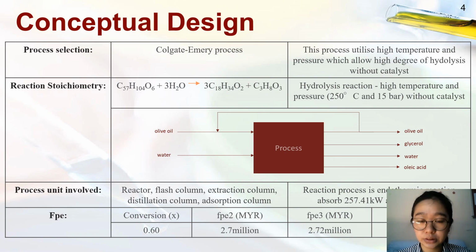The diagram here shows the overall input and output diagram for the production of oleic acid. The process units involved in our production will be reactor, flash column, extraction column, distillation column, and adsorption column. The main process, which is the hydrolysis reaction, is an endothermic reaction. Before we proceed, we consider the future economic potential, where we consider the cost of material, the cost of reactor, and cost of separation unit. Finally, we get the future economic potential to be 2.78 million.